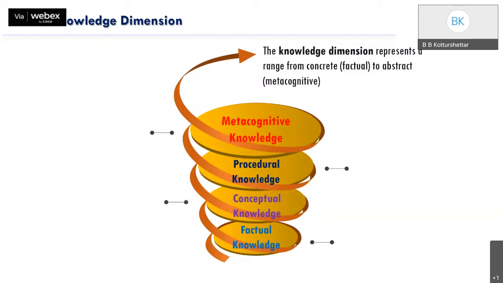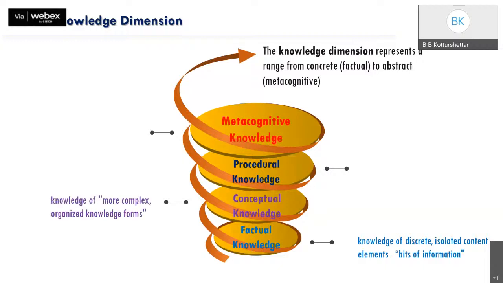So what are the four knowledges? That is, one is factual knowledge. See, it is basically about the knowledge about bits of information, or it is the building blocks of the next level and subsequent levels of knowledge. Then conceptual knowledge, it is more complex and organized knowledge forms. That is, it is made up of number of bits of information taken from factual knowledge. That is conceptual knowledge. Then the third of this dimension is the procedural knowledge.